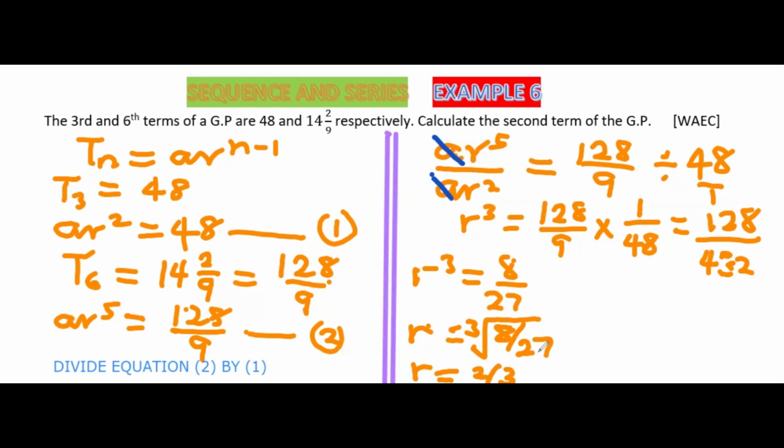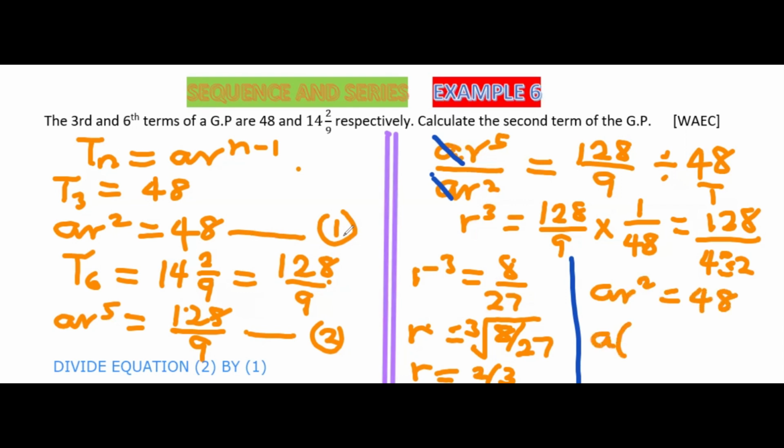So what are we asked to find? We're asked to find the second term. But to do that, since it's only the common ratio we have now, we must get the first term. To get the first term, we can substitute our common ratio in equation 1. In equation 1, we have ar squared equals 48.